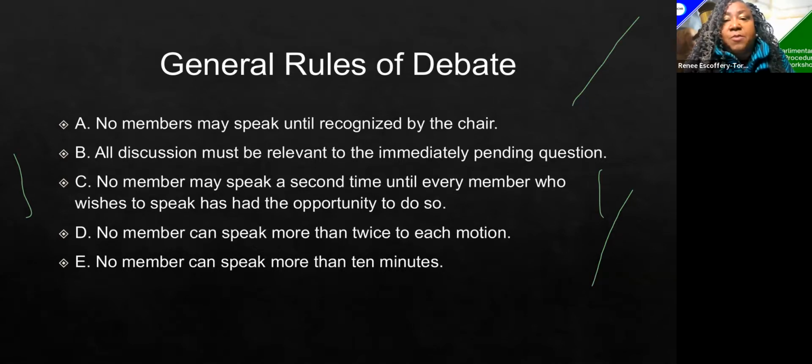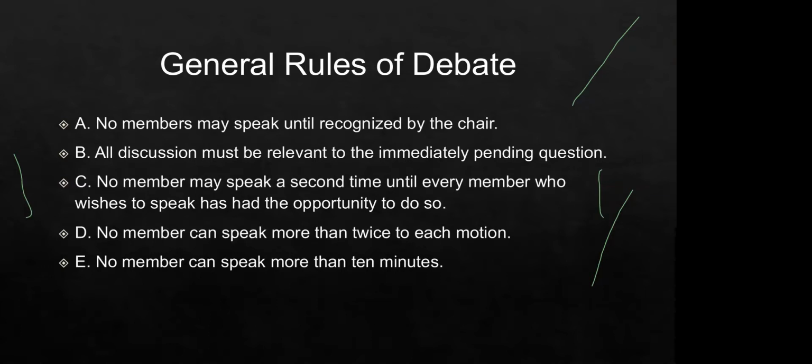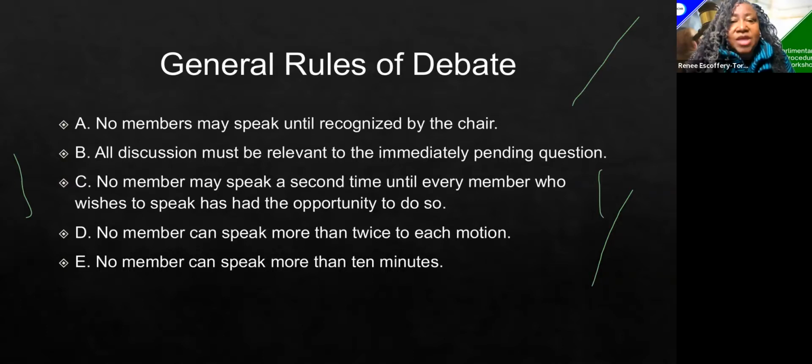Also, no member can speak more than twice on each motion. So you can't say, "and another thing," and you have 2 minutes in between these things, "and another thing." No, the third thing you can't say. No member can speak more than 10 minutes. And again, that's Robert's Rules, but you as an organization can modify that in your special rules of order.